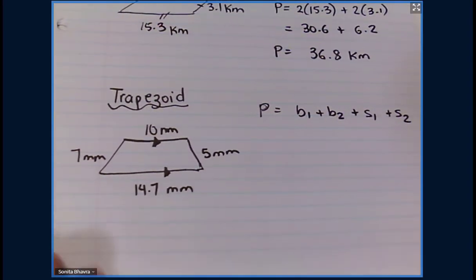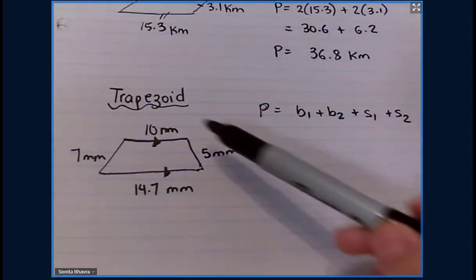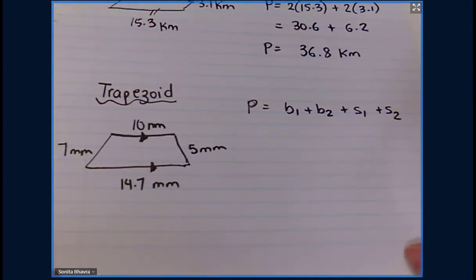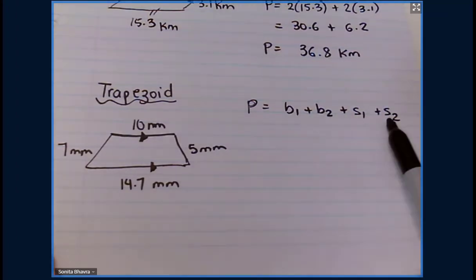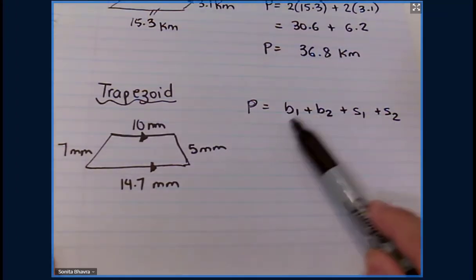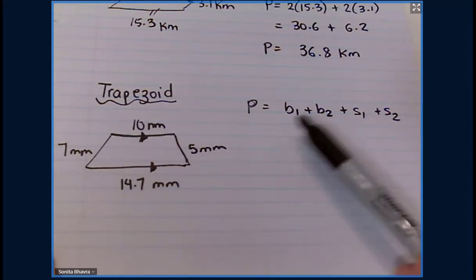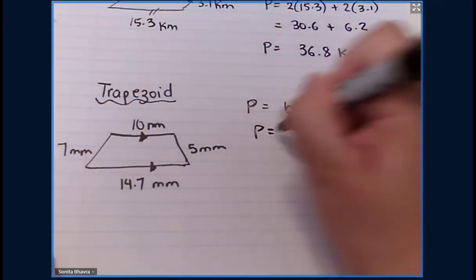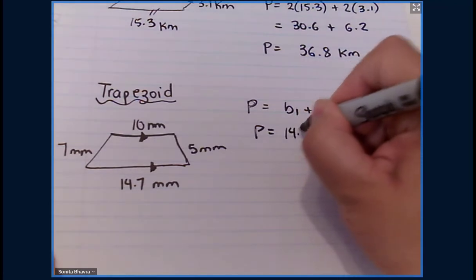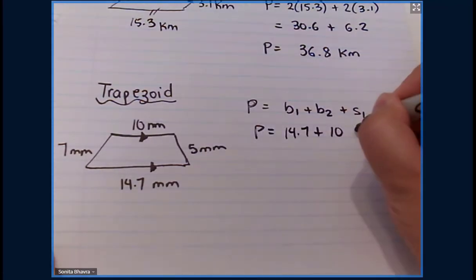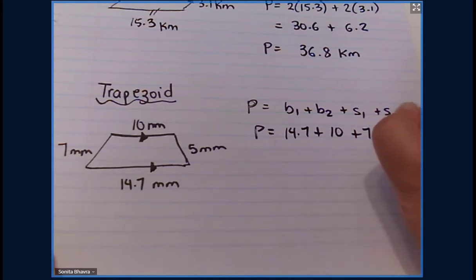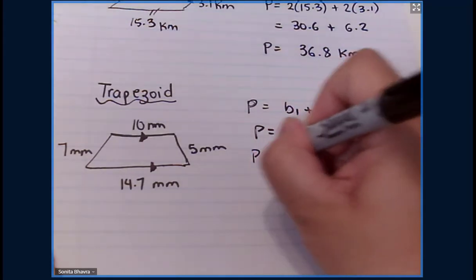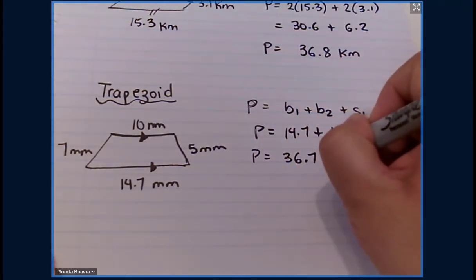All right, so normally, because it's perimeter, you would just add up 4 sides, which is what is actually happening in the formula as well. This is just to get used to what each side is represented as in a formula. So this is base, and this is base, side, and side. All right, so base 1, we can say it's 14.7. Base 2 is the 10. Side 1, 7, and side 2, 5. All right, and then we just add those 4 together, and we get 36.7 millimeters.